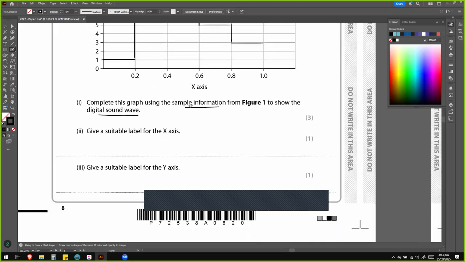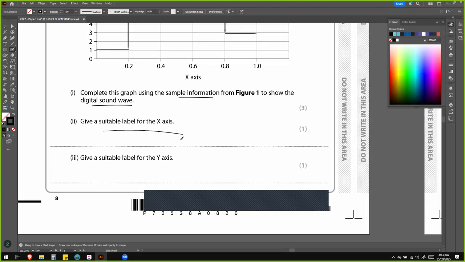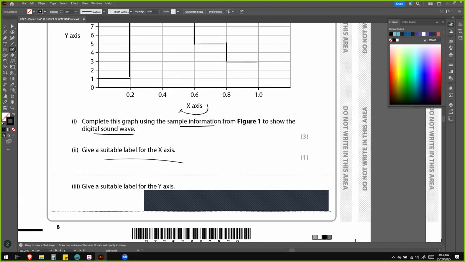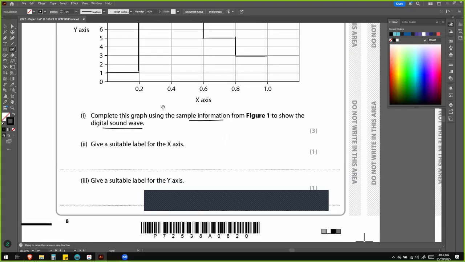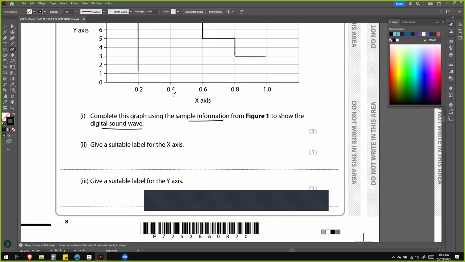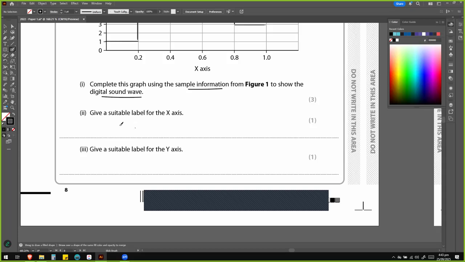Now, the second question that it asks us is, give a suitable label for the x-axis. This is the x-axis. What do you think this is representing? Well, it's representing time. It's representing the amount of samples that we have for a given period or a given interval. So we could say this is time. We could also say this is seconds. Okay, so we can say time. We can say seconds.